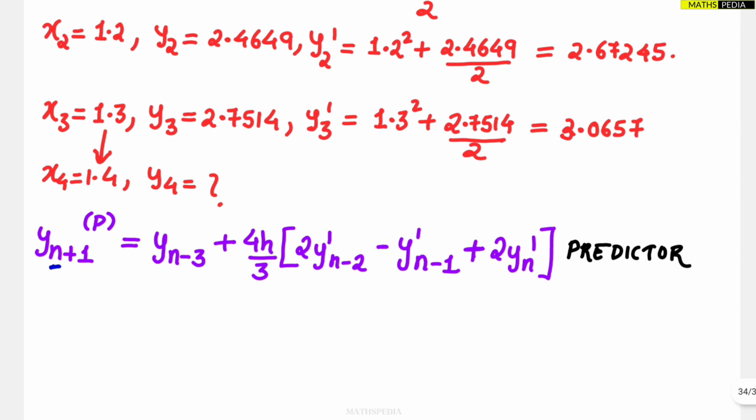So in place of n, what are you going to substitute? I want y4. That means in place of n, I have to substitute 3. Okay, what is the h value here? How much is the h value?